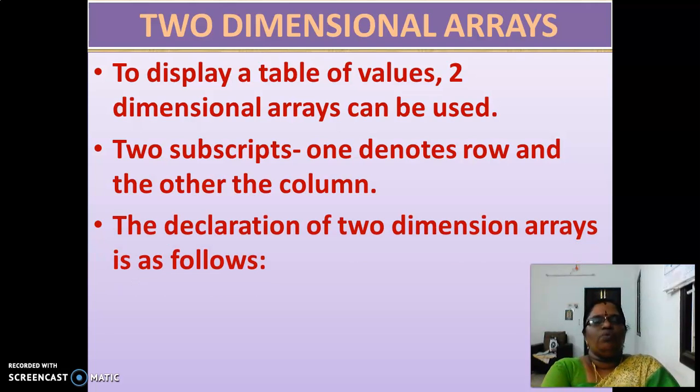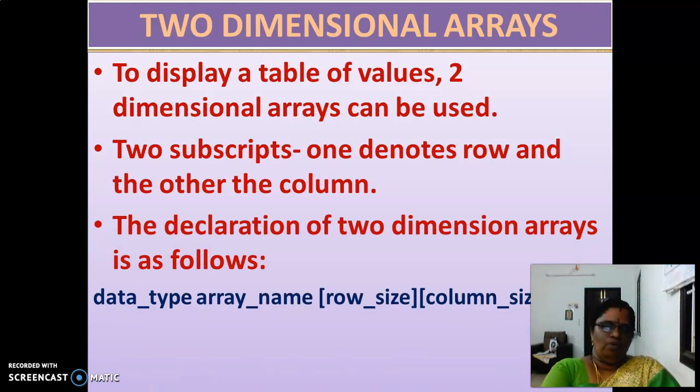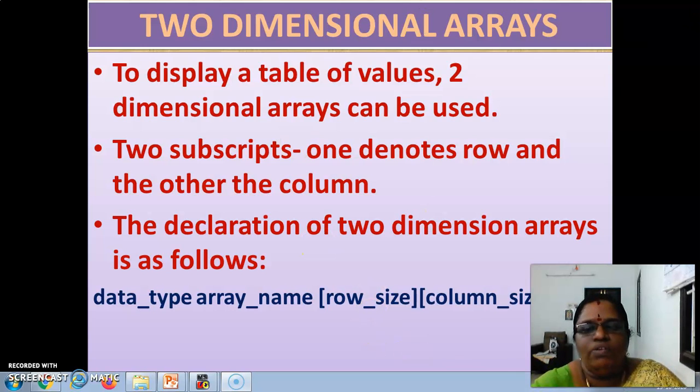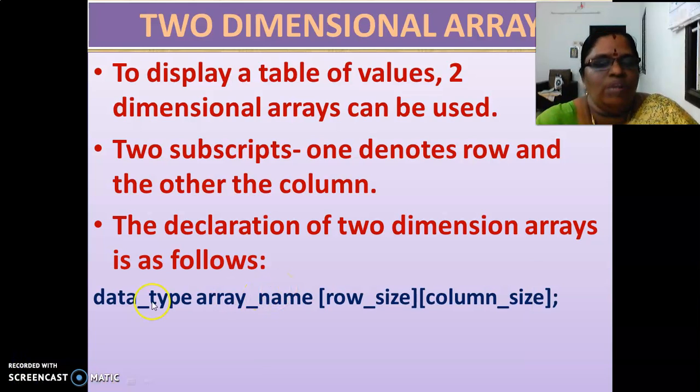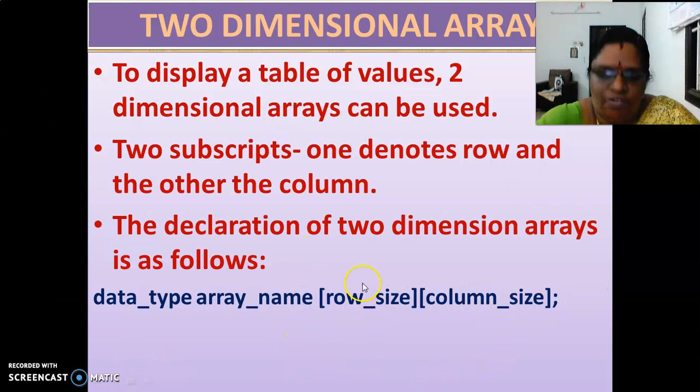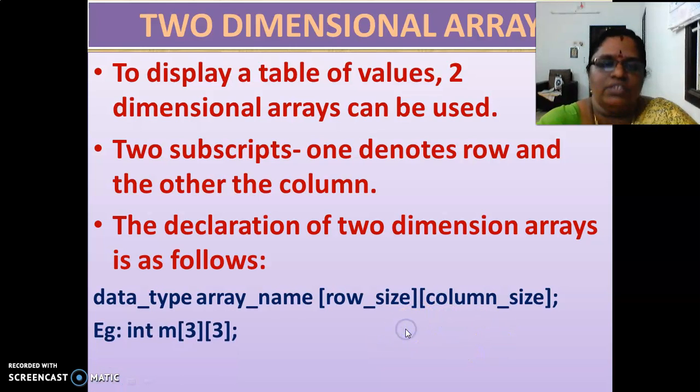The declaration of two-dimensional arrays is as follows. How to declare a two-dimensional array? The syntax is data type, array name, row size and column size. Data type can be integer, array name can be a variable name, and row size 3, column size 3. For example, data type int, array name matrix, 3 is the row size and 3 is the column size. Likewise, we can have two-dimensional arrays.